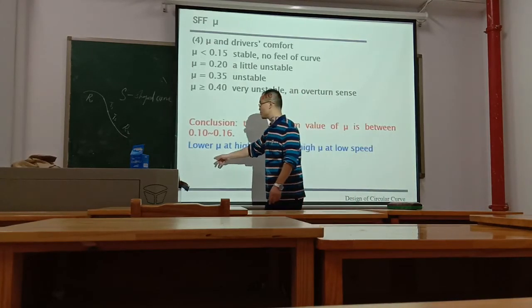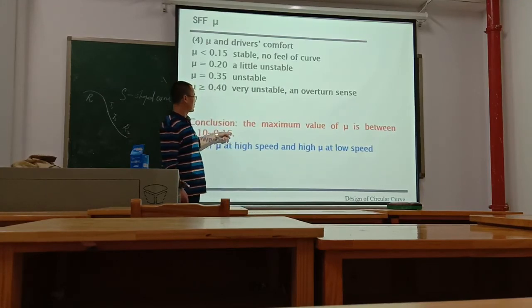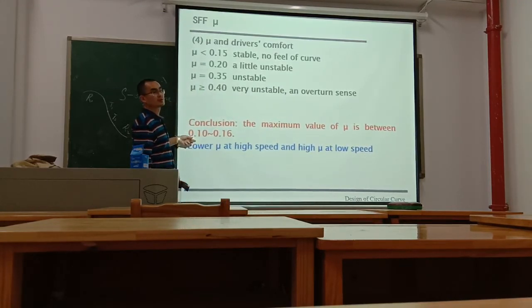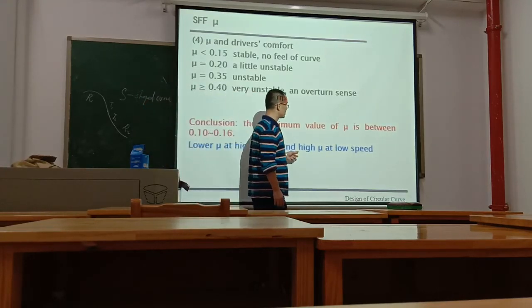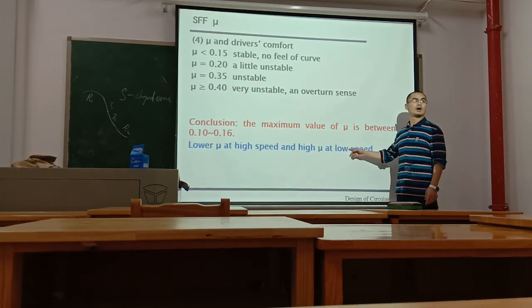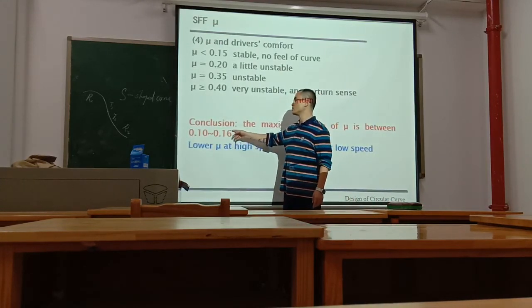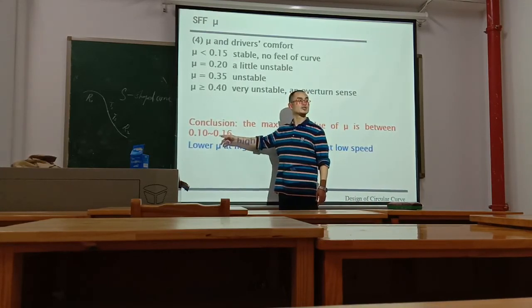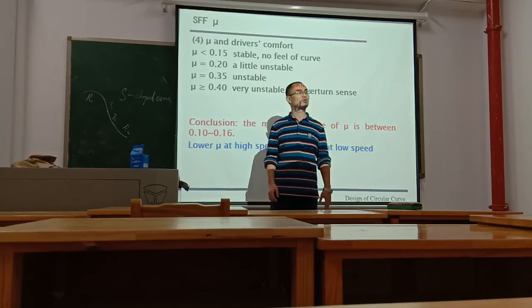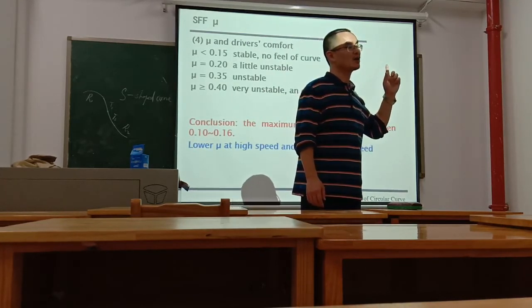If the design speed is high, we can use a value near 0.10. If the design speed is low, we use high mu, a value near 0.60. This is the principle to determine mu according to the design speed.